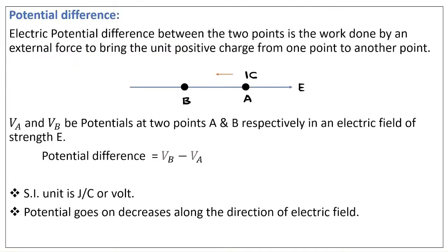Next, potential difference. Electric potential difference between two points is the work done by an external force to bring the unit positive charge from one point to another point. From the figure, VA and VB are potentials at two points A and B respectively in an electric field of strength E. Therefore, potential difference is equal to VB minus VA. Here, the SI unit is joule per coulomb or volt. Potential goes on decreasing along the direction of the electric field.